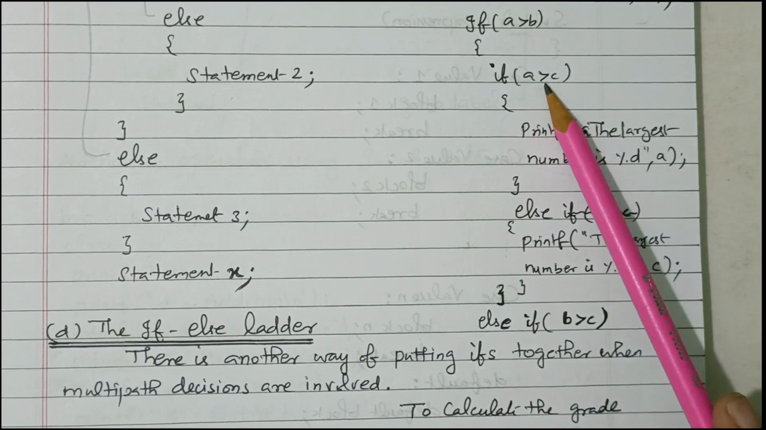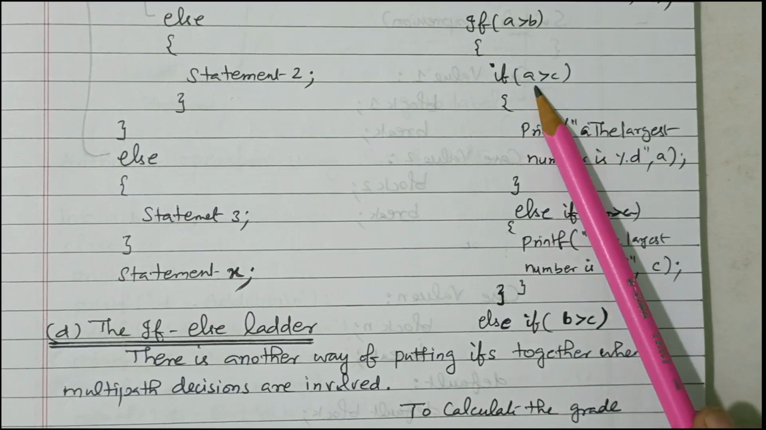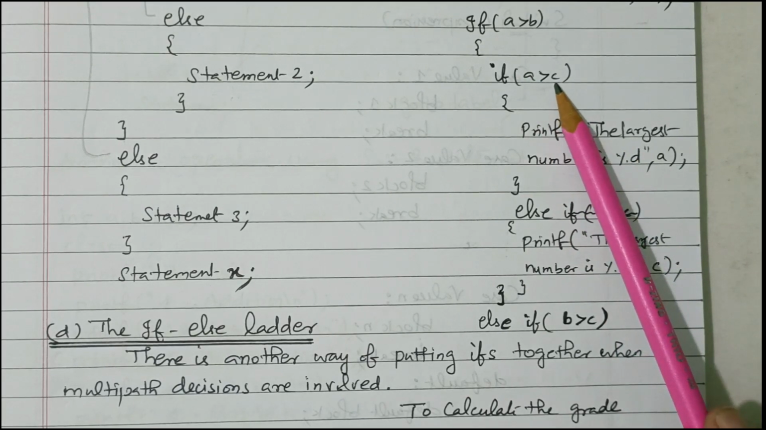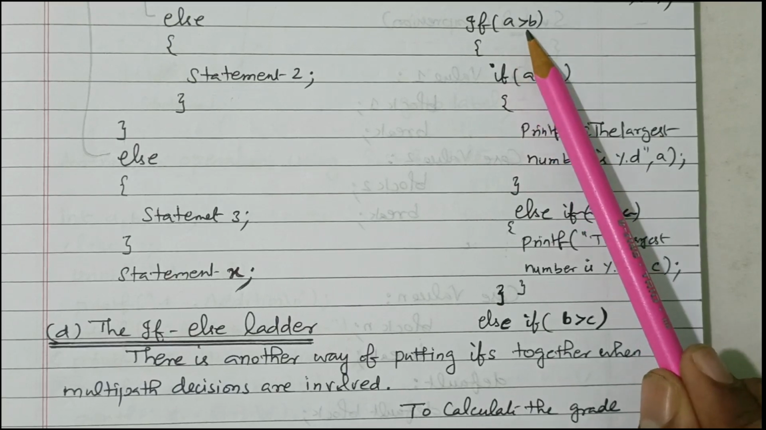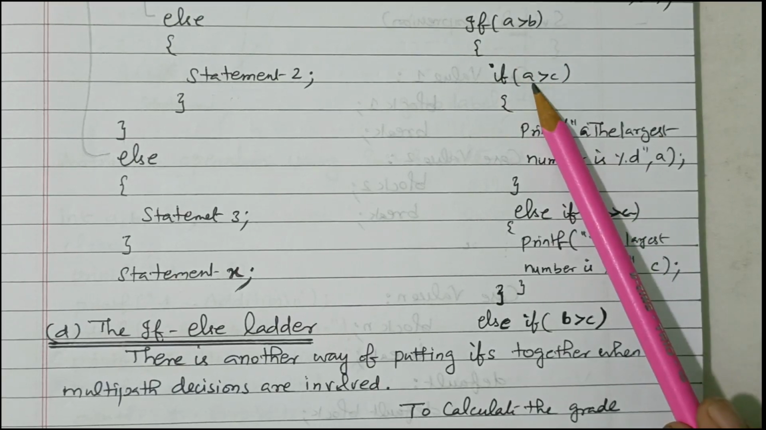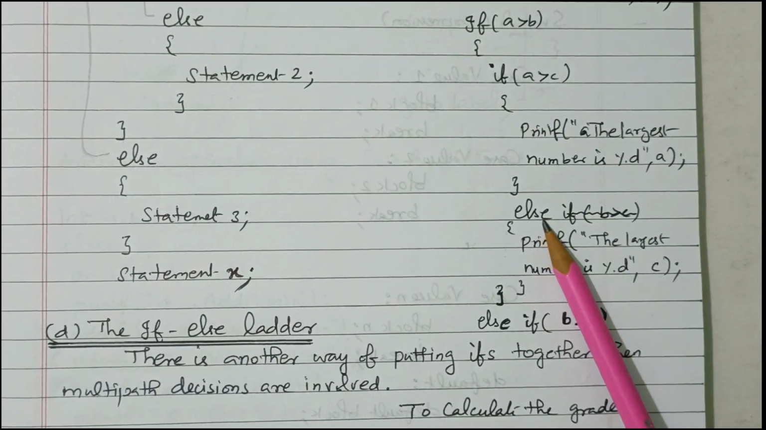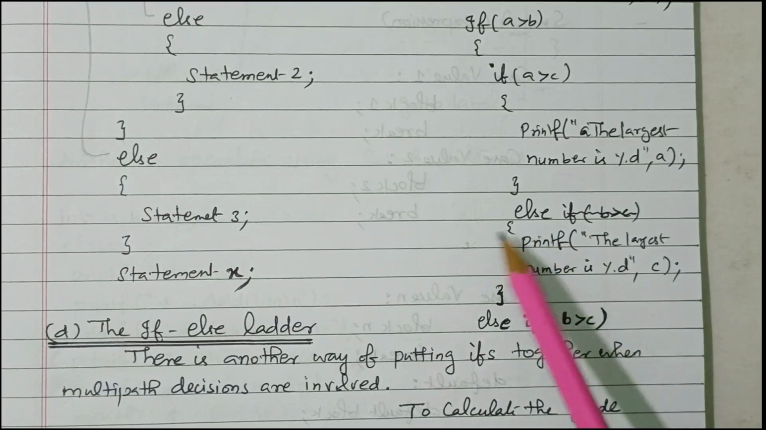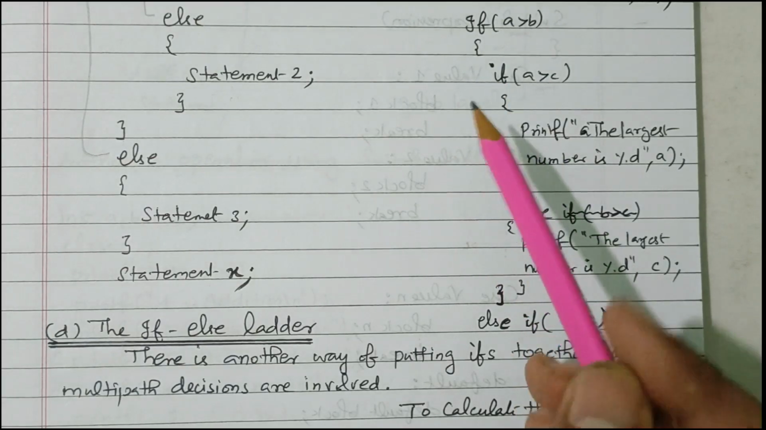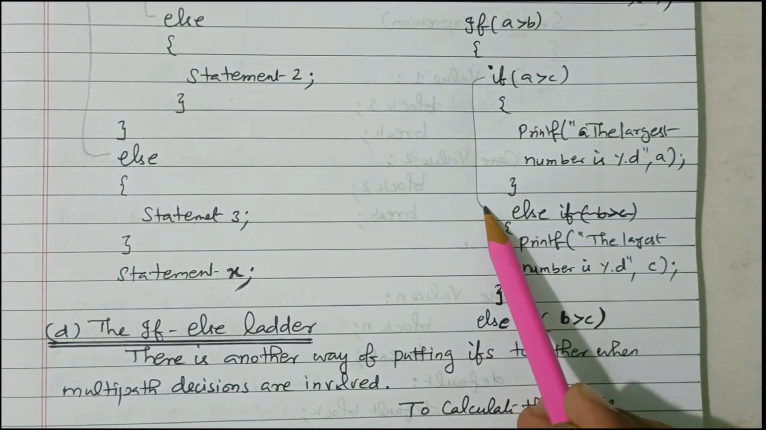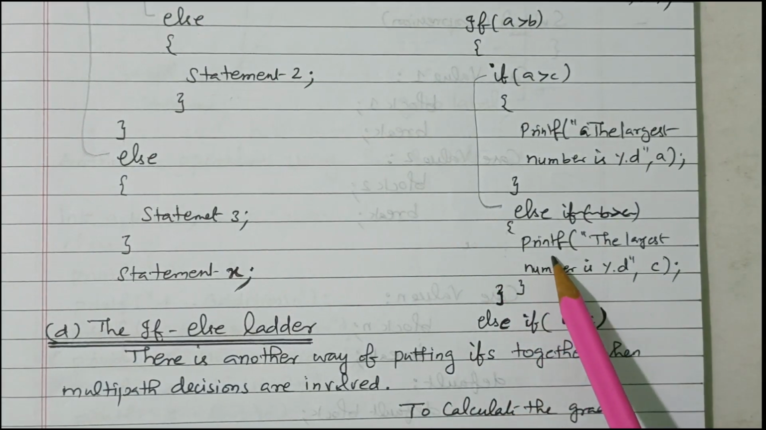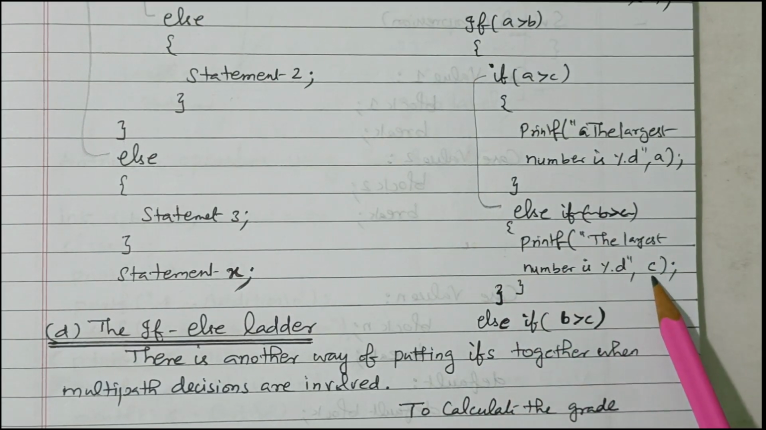Suppose this condition is false. What is the meaning? C is the greater. This A is already greater than B, but that A is smaller than C. The C is greater than this A. So definitely the C is the greatest number. So this is the else part for this second if. So what we are doing: print of the largest number is C.